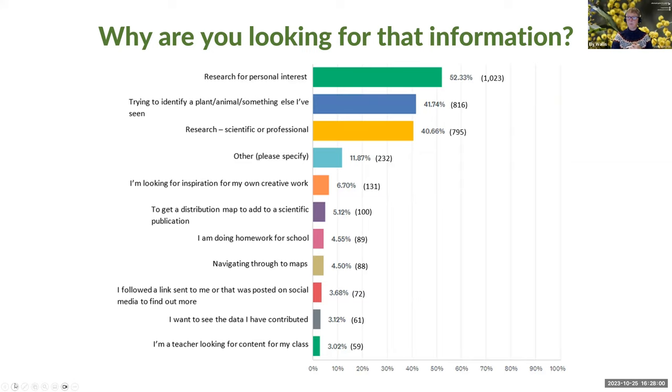The images, as I mentioned before, people say they're coming looking for images, and they say they're trying to identify, and then a lot of people say they're trying to identify a plant, an animal, or something else I've seen. The interesting thing with that is that they're not necessarily asking for keys. They're hoping to identify something just on the basis of a look at the distribution and the images that they see. So that's an interesting challenge for us as well, and how to integrate better identification methods in. And then we've got a group of people who do say that they're coming for research, for scientific or professional research. And then there's a long tail after that.